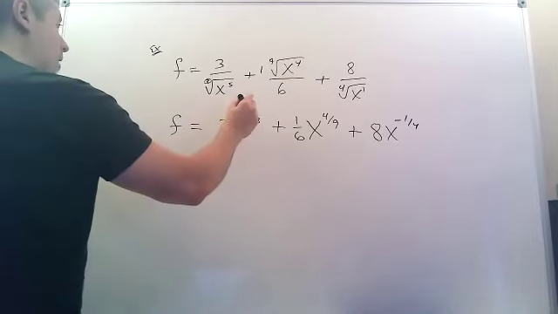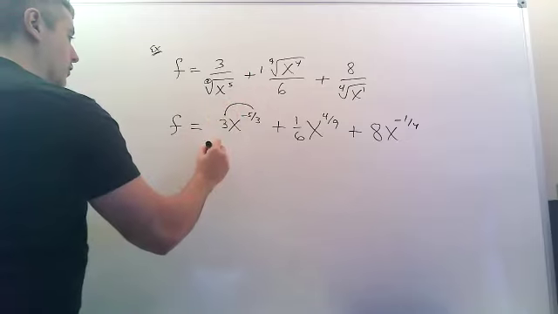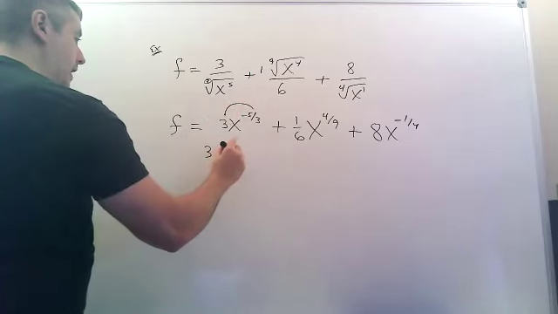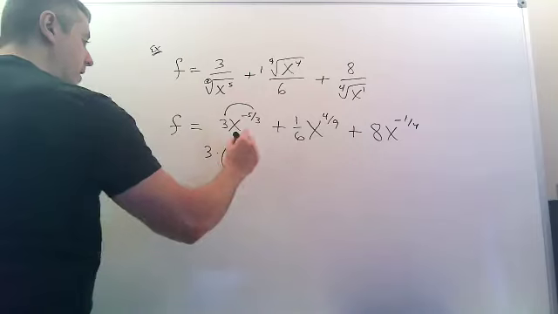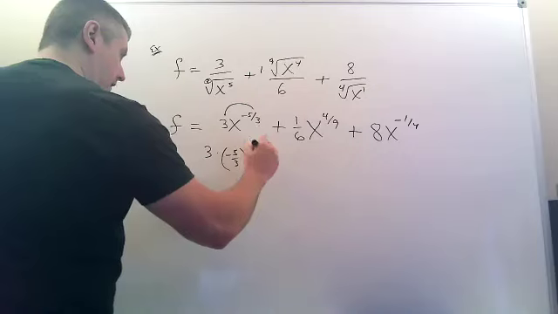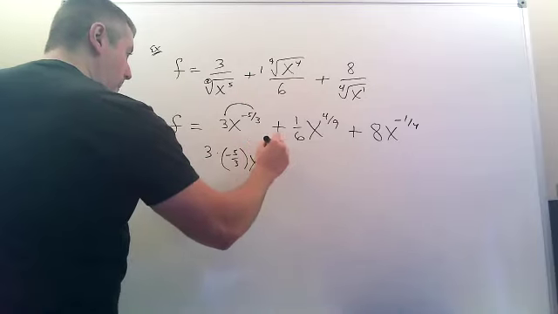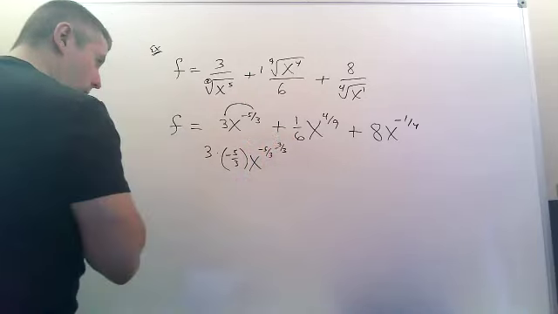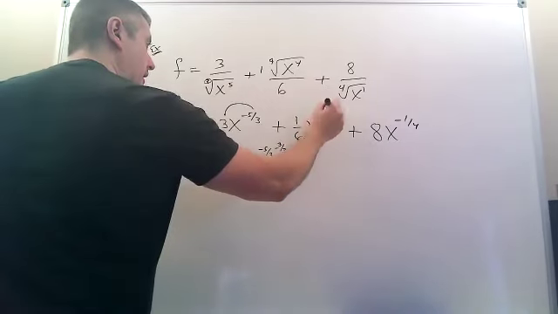I'm going to do the power rule. I'm going to multiply by the power. So I'm going to do 3 times, now be careful, negative 5/3. Then I'm going to subtract 1 from the power. Hope if I write it correctly. X, I'm going to do minus 5/3 minus 3/3, right? That's 1. Then I'm going to put a plus here.